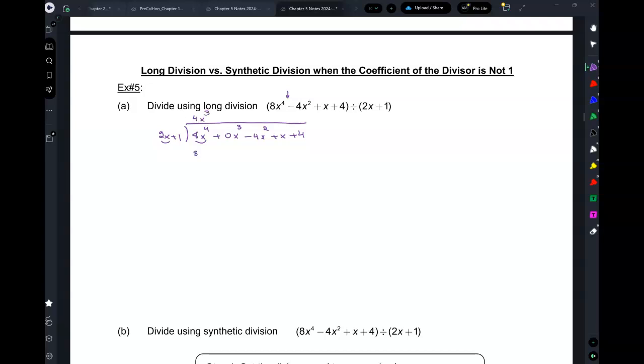Right, so here I'm going to get 8x to the 4 plus 4x cubed. Change the signs. So I get negative 4x cubed minus 4x squared. Right? So what do we put here? Negative 2x squared. Right. So negative 4x cubed minus 2x squared. Is that right? Change the signs.